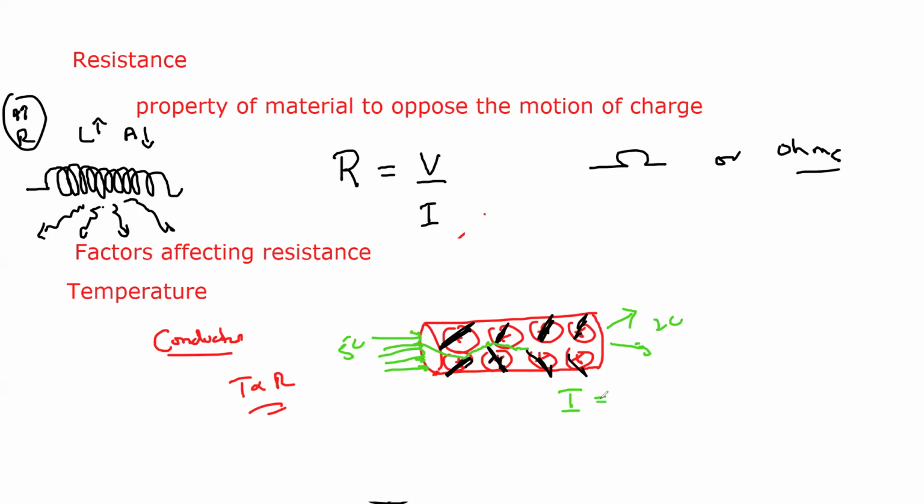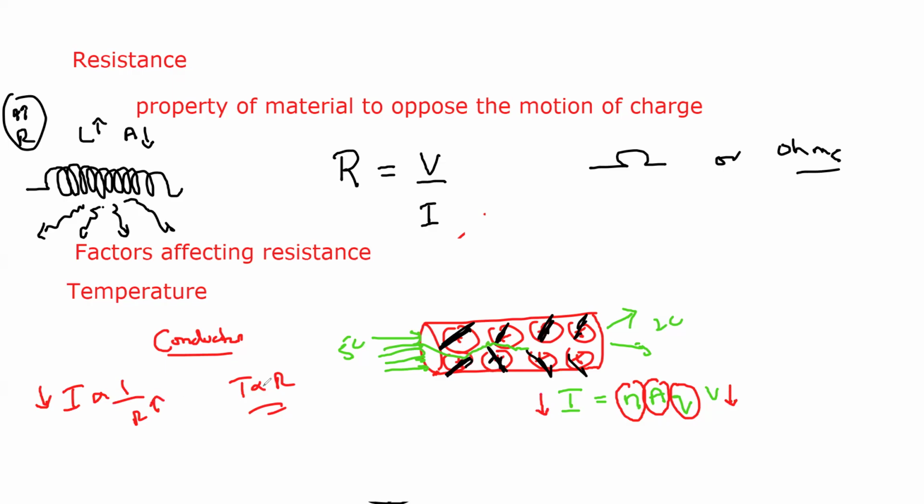We can also relate this by the transport equation. According to the transport equation, I equals NAQv. Here, N is not changing because it is fixed. A, the cross-sectional area, is not changing, and Q is not changing. All of them are constants. As we increase the temperature, the drift speed decreases. As the drift speed decreases, the current will also decrease. And what is the relation between the current and the resistance? If the current is decreasing, the resistance will increase.